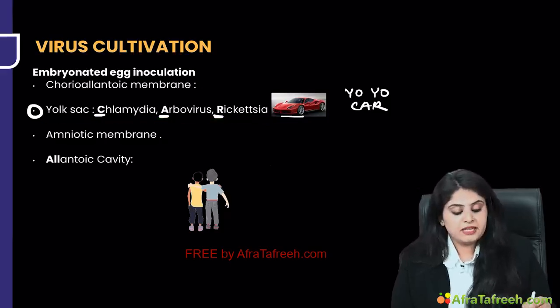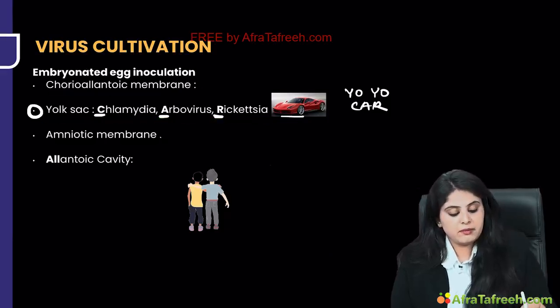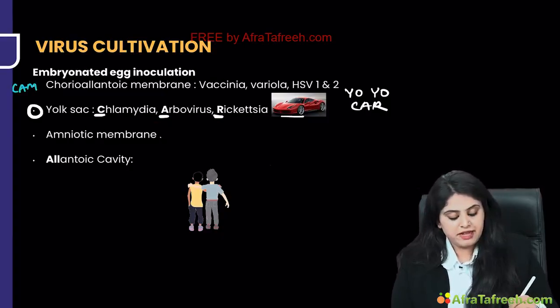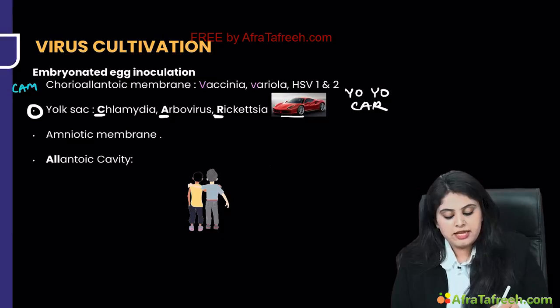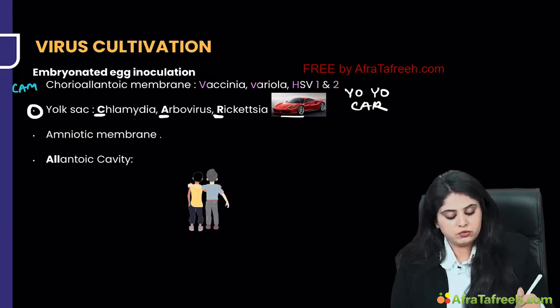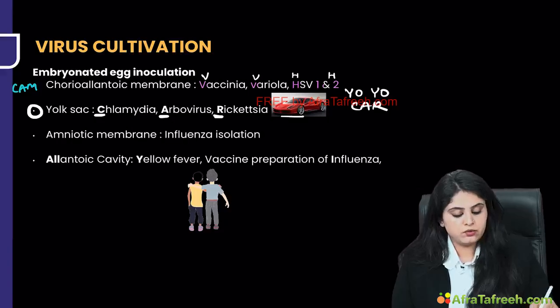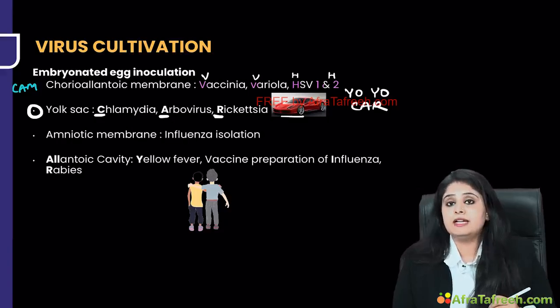Now what is in the chorioallantoic membrane? In the CAM we have VVHH. What is VVHH? Vaccinia, variola, HSV1 and HSV2. So like I told you, in the chorioallantoic membrane we have VVHH: vaccinia, variola, HSV1, HSV2. Now look at these two: the amniotic cavity and the allantoic cavity.